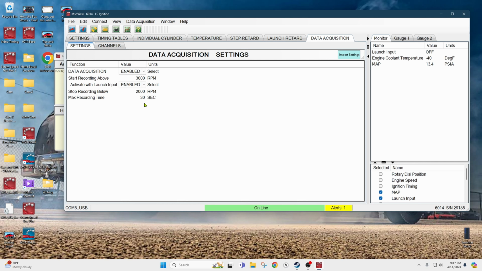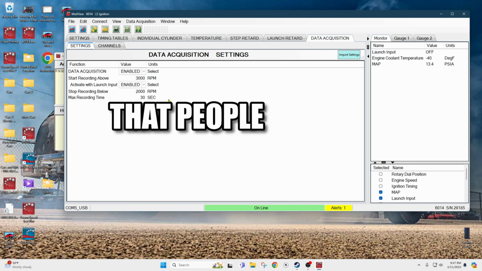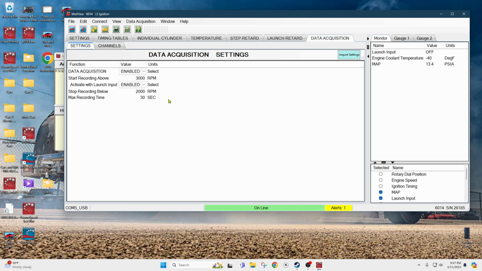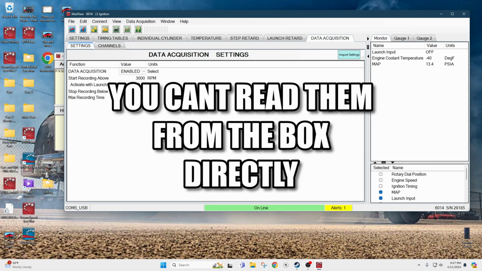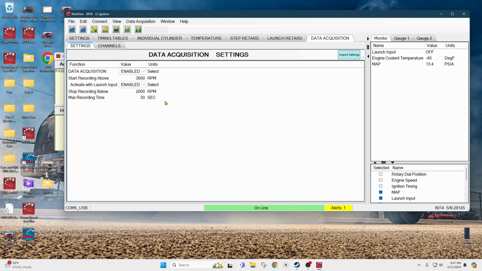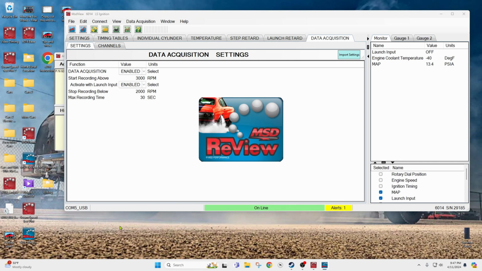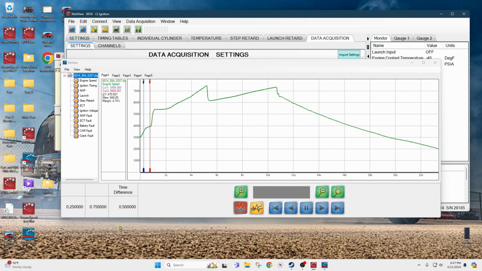But again, even at the basic settings, you can store a whole lot of data logs before you have to start erasing anything. The one gotcha that people do have with this, you do have to download it to the computer to view the data log. You can't read them from the box directly. So when you've got them to import, you will see there's a little thing you have to check each box for each log you want to input, and then you bring them down, and then you can view them. You view them with the MSD Review software, which is also bundled with the computer. It comes on the USB flash drive. You can download it from Holley.